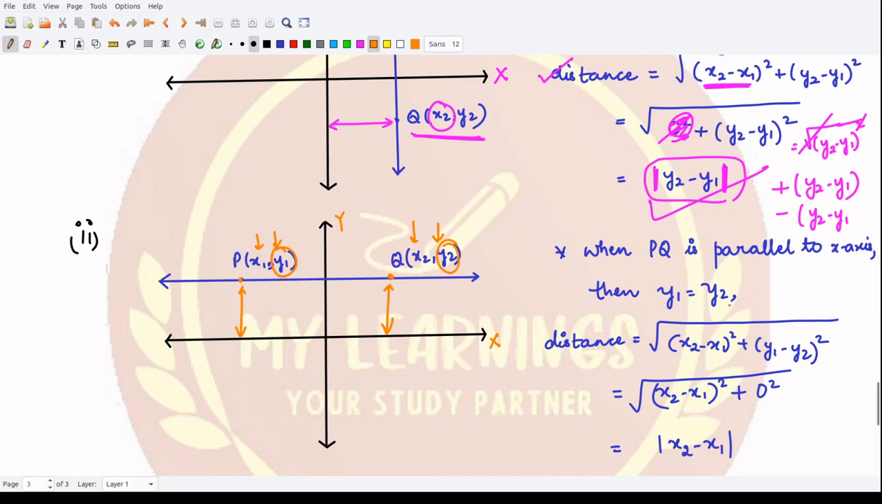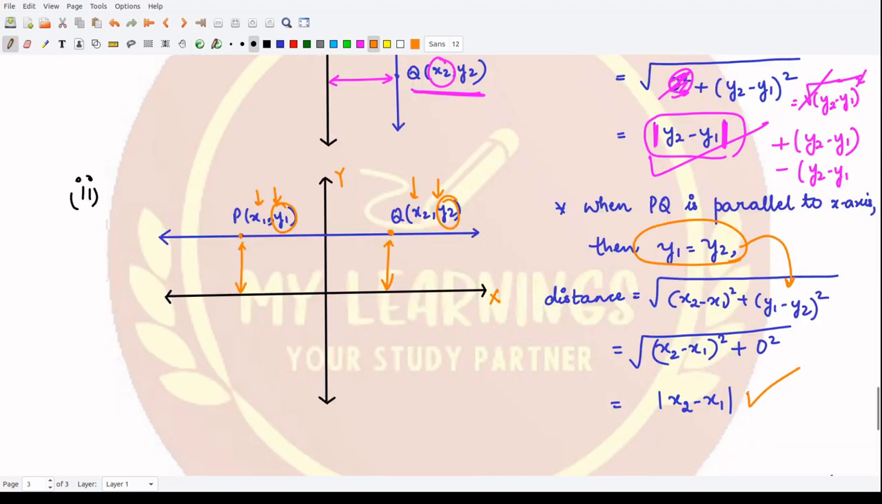If they are equal to each other, we can substitute the value in the distance formula here and then solve. So in this case, in a similar manner, you will get the answer as the mod of x2 minus x1, right? So this is the answer.